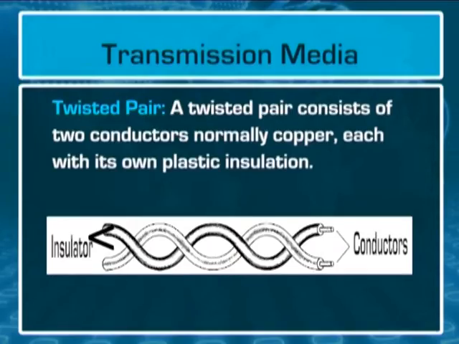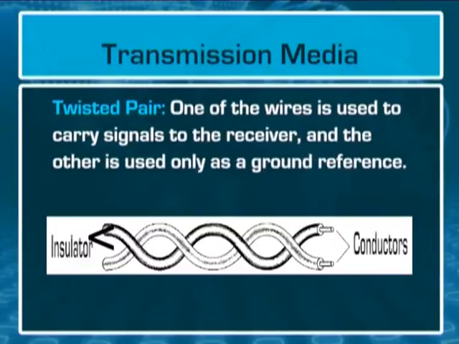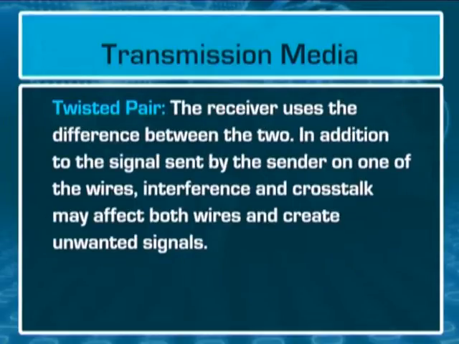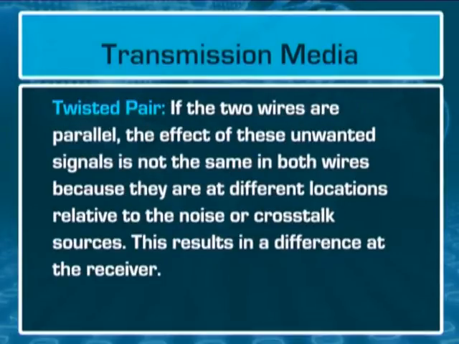A twisted pair consists of 2 conductors, normally copper, each with its own plastic insulation. One of the wires is used to carry signals to the receiver and the other is used only as a ground reference. The receiver uses the difference between the two. In addition to the signal sent by the sender on one of the wires, interference and crosstalk may affect both wires and create unwanted signals. If the 2 wires are parallel, the effect of these unwanted signals is not the same in both wires because they are at different locations relative to the noise or crosstalk sources. This results in a difference at the receiver.